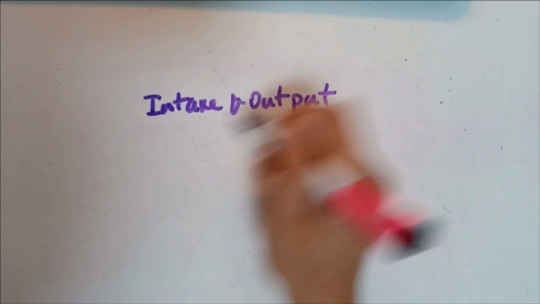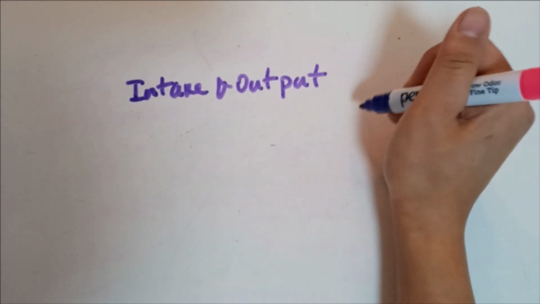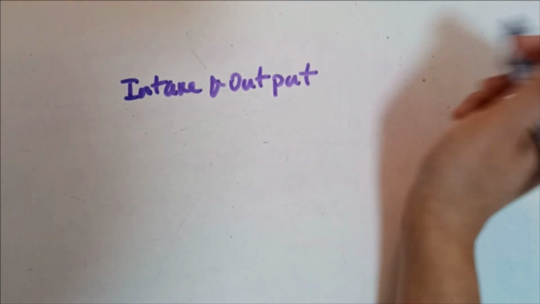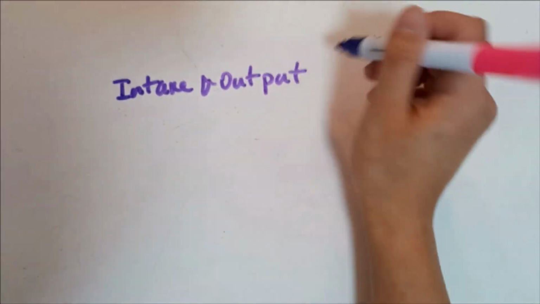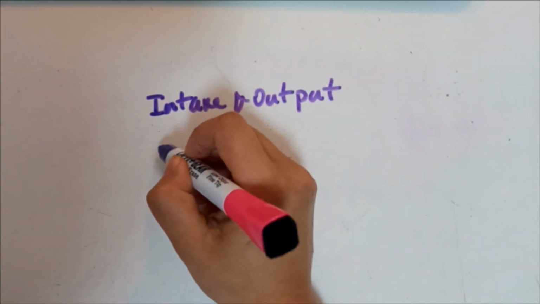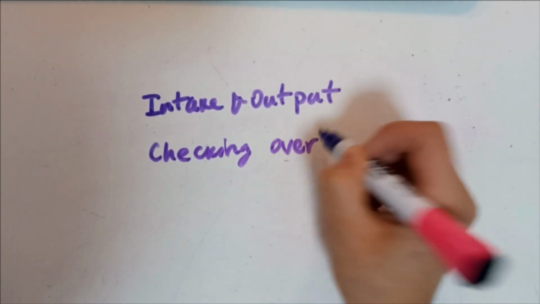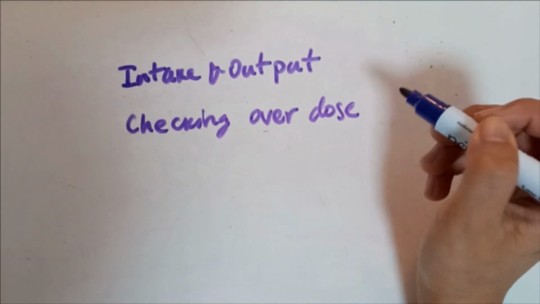Okay, and this one, we'll go over these. These are really simple to do. You literally add up how much they took in and how much they excreted through their body and find the difference between the two. Okay, you also have checking if they're overdosing. So these ones have several steps, but they are very doable.